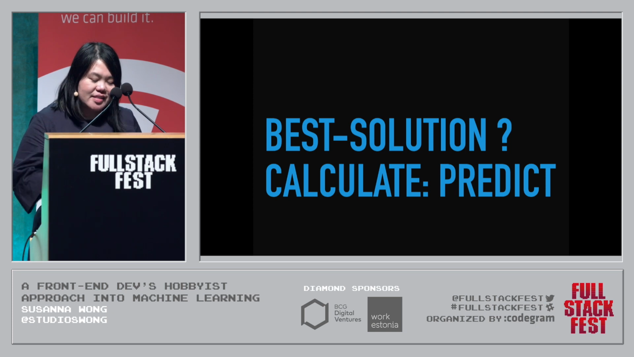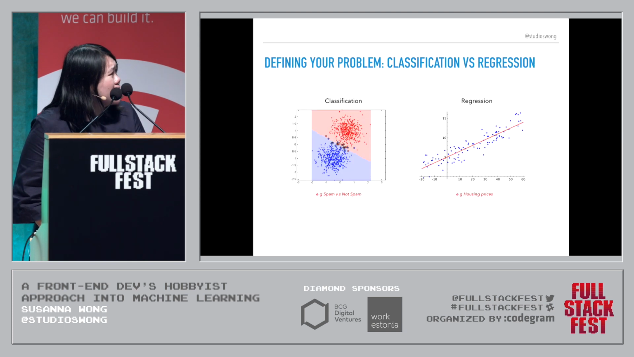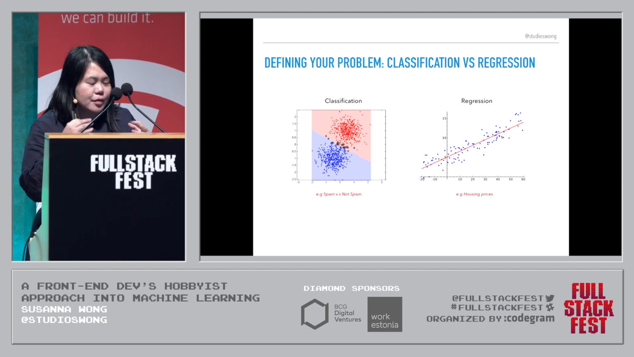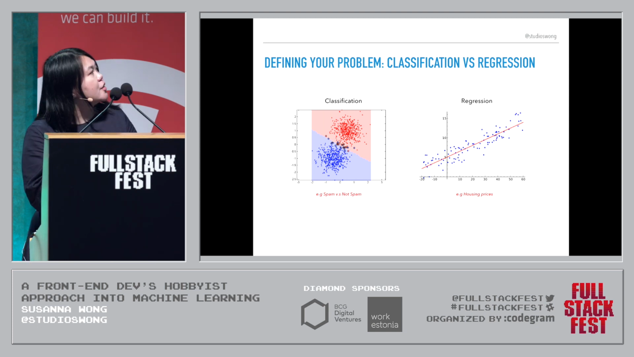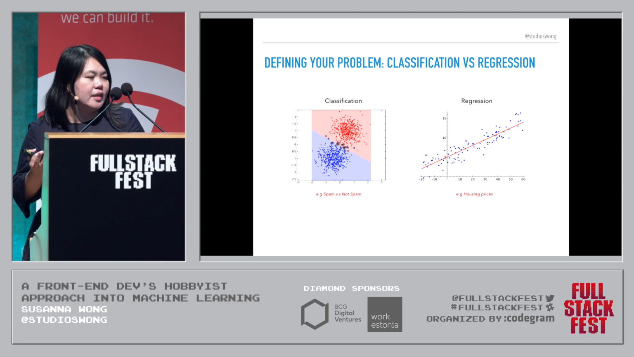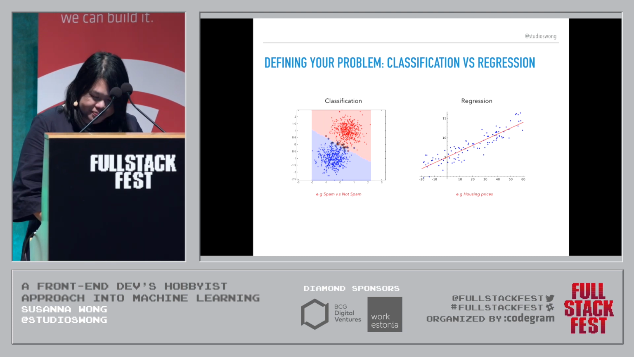But let's say you decided, okay, I want to make a hot dog app, then you will have to look into machine learning. Before we look into your problem, the first thing you have to define is whether it's a classification problem or a regression problem. Meaning, whether it's spam or not spam, whether it's cat or dog, or whether you want to calculate meaningful predictive values like housing prices.